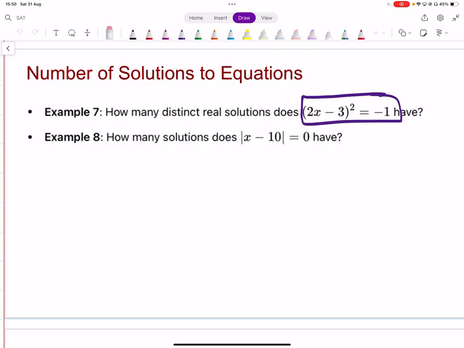Yes? Anyone? How many solutions does this equation have? 2x minus 3 whole squared equals negative 1. 1? What's that one solution?